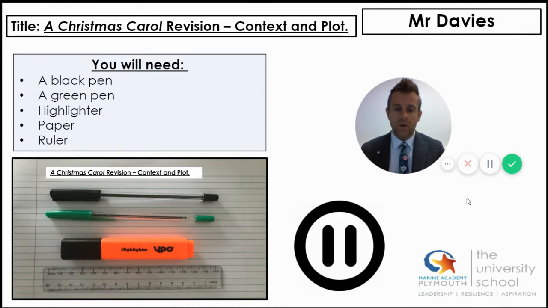You will need all of the equipment that's in the top left-hand corner there. So a black pen, a green pen, a highlighter, some paper and a ruler. And now I would like you to hit the pause button, put your date and title as I've done in the bottom left-hand corner there, get all that equipment ready to go, and then we can begin with a 5 a day.